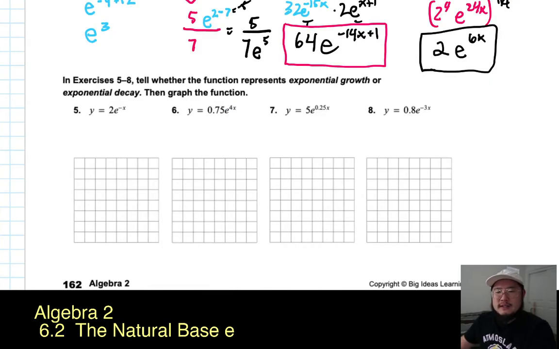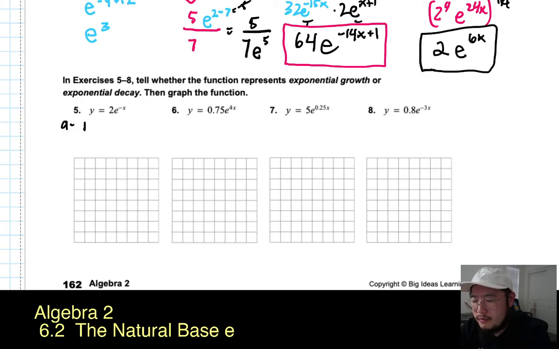All right, next, let's take a look at these graphs. Let's see if we can graph these functions. Let's see if we can even figure out what they look like before graphing. So if we take a look at number 5 right here, I've got y is equal to 2e to the negative x power. And remember, on these problems, the big things that I need to look for is, is the a positive or negative? Well, the a typically will be positive in these problems. But is the a positive or negative? Is the r value, same thing, positive or negative? Because that will determine whether we have exponential growth or decay.